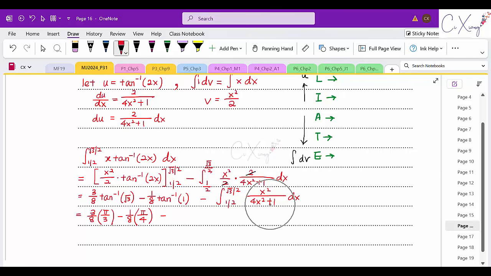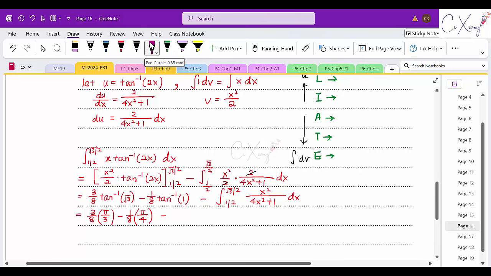Now let's have a look at this one. How can we integrate this particular term? From here I can see that on top I have x squared, at the bottom I also have x squared, so it is an improper fraction. To integrate an improper fraction, I want to make it a proper fraction first. How can I make it a proper fraction? First step, I want to separate this into two brackets. So for x squared, I want to make sure that my numerator also has 4x squared.